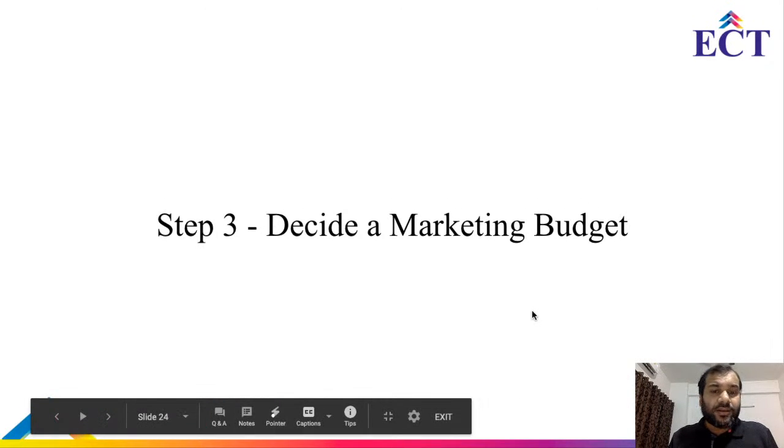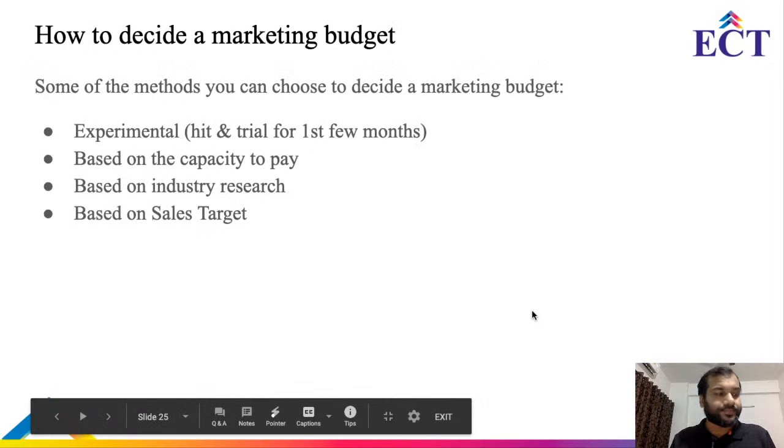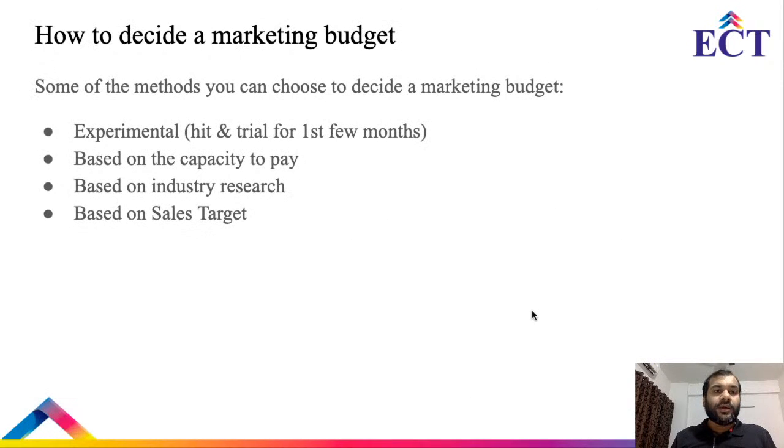So how do you decide a marketing budget? There are four ways mainly people do it. One is experimental. So it's hit and trial for the first few months. And this is what a lot of people tend to do.